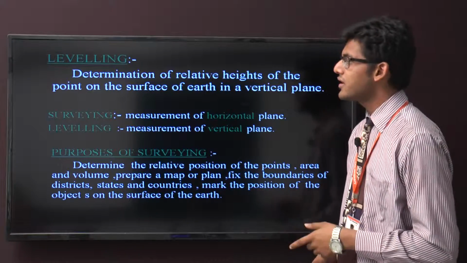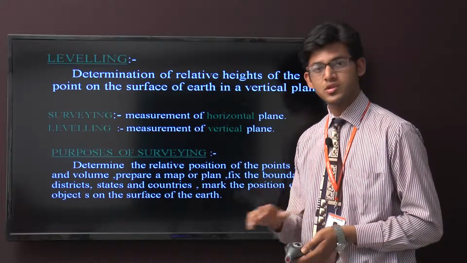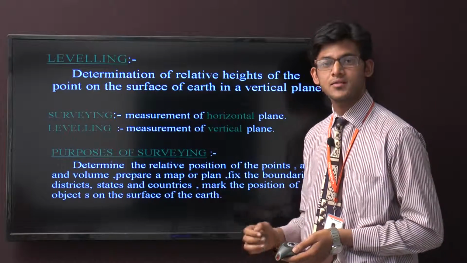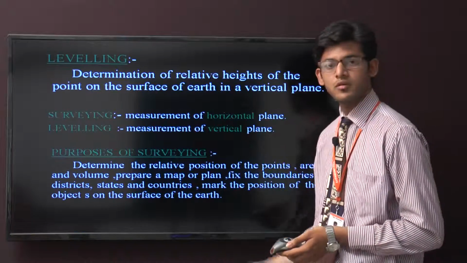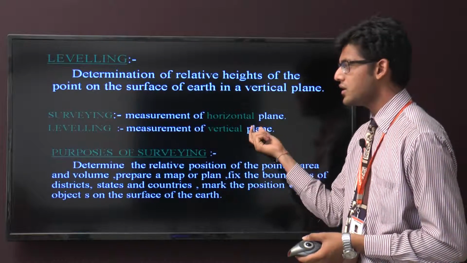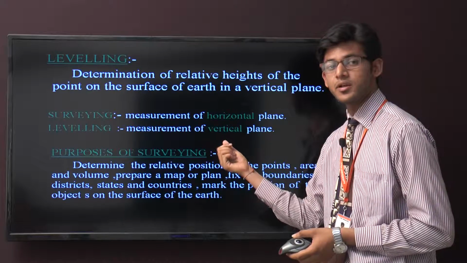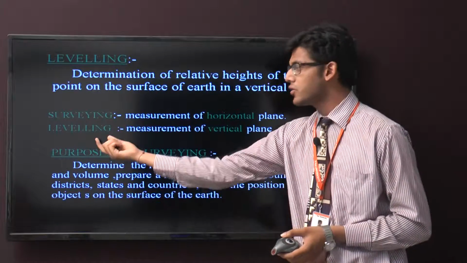Next, what is leveling? Leveling is a branch of surveying. Surveying is made for the horizontal surfaces and leveling is done for the vertical surfaces. The determination of the relative heights of points on the surface of the earth is called leveling. Surveying is a measurement of the horizontal plane, and leveling is a measurement of the vertical plane. So when it is horizontal, you have to take surveying. When it is vertical, you have to take leveling.